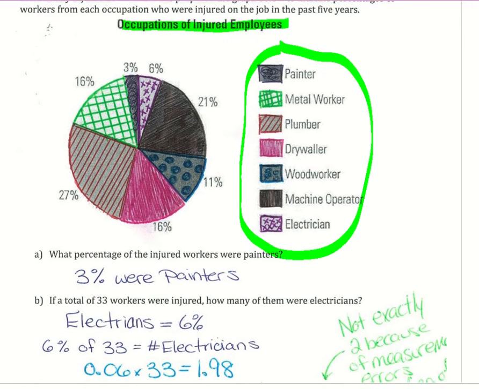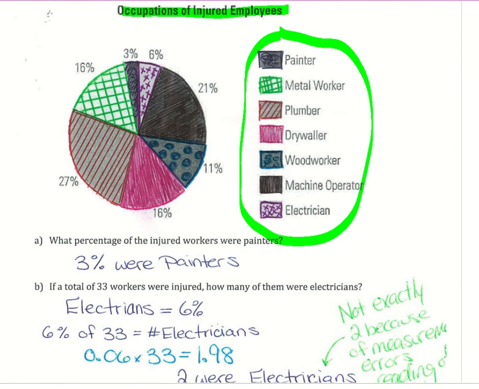So this happened over the past 5 years. It asks what percentage of the injured workers were painters? If you look here, the painter is a little squiggly, about 3%. Now this is where the math gets in once you start to put some numbers of people.